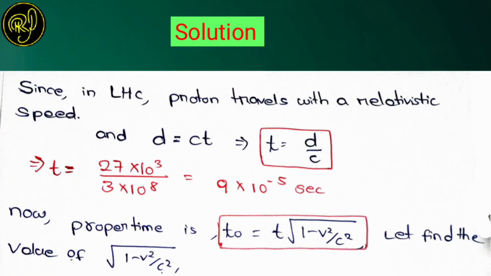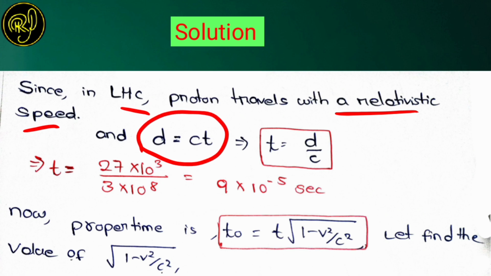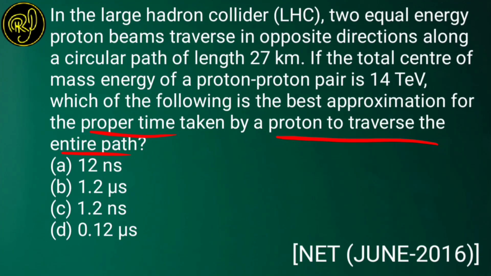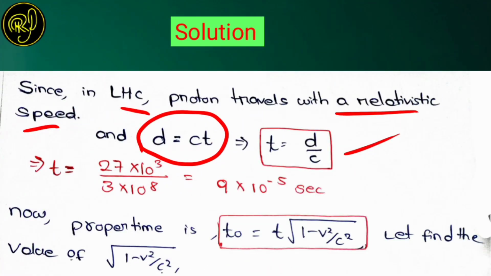Since in the Large Hadron Collider the proton travels with a relativistic speed, by relativistic speed we mean a speed comparable to the speed of light. We know that distance is equal to speed into time, so time is equal to distance by speed. Here speed is equal to c, hence we can write time is equal to d by c. From the question you can observe that d, the distance, is given to be 27 kilometer. So in place of d we will write 27 kilometer.